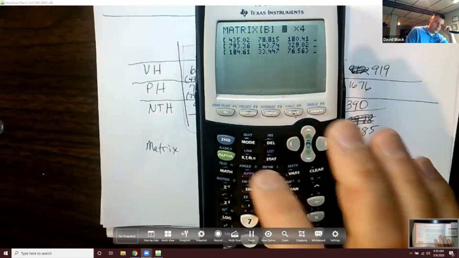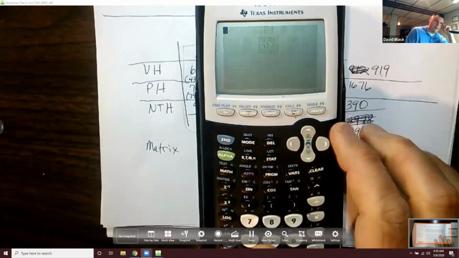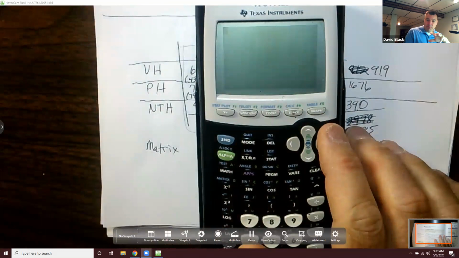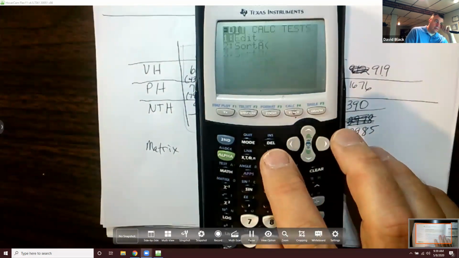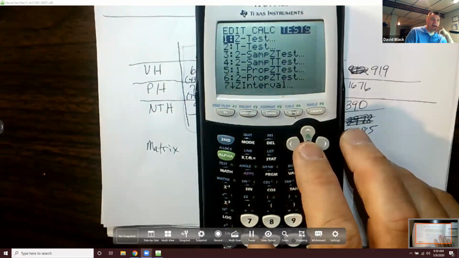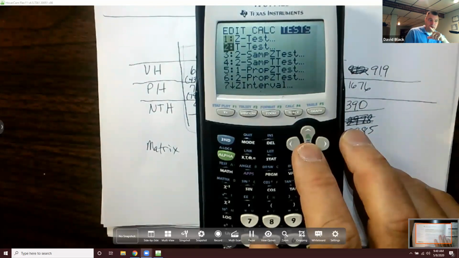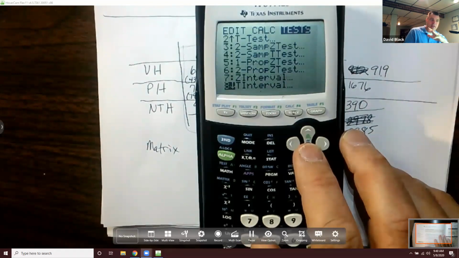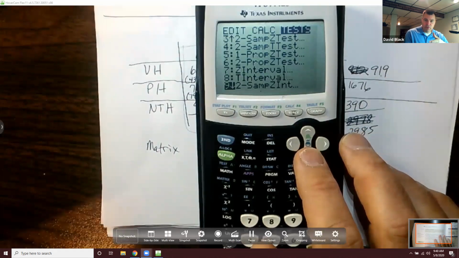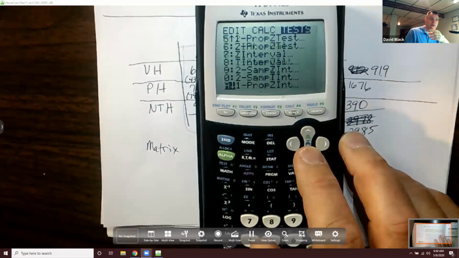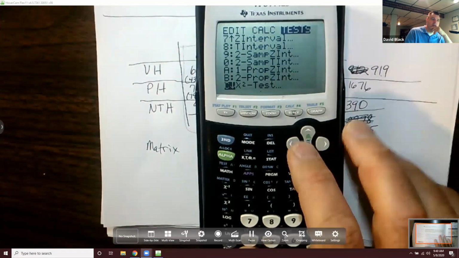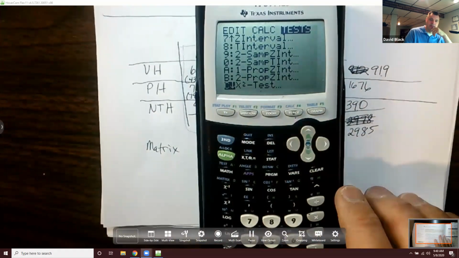Okay, so now go back to your home screen, so second quit, and let's actually perform our test now. In stat test, remember I told you earlier there's a chi-squared test on here, but it's not the one we were doing before. It is this one. Okay, so it's the letter C, the chi-squared test.